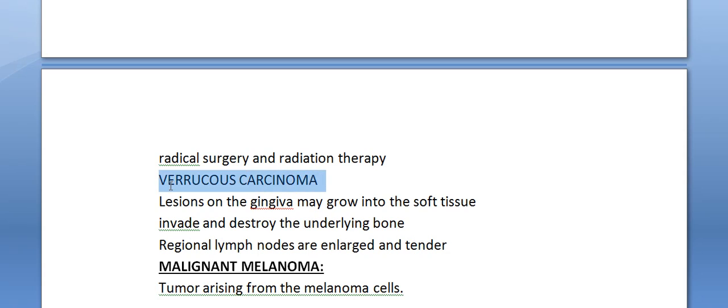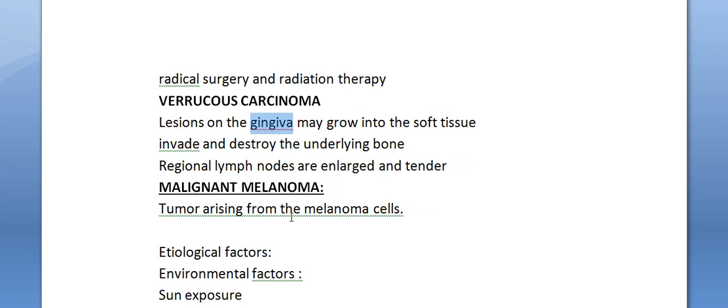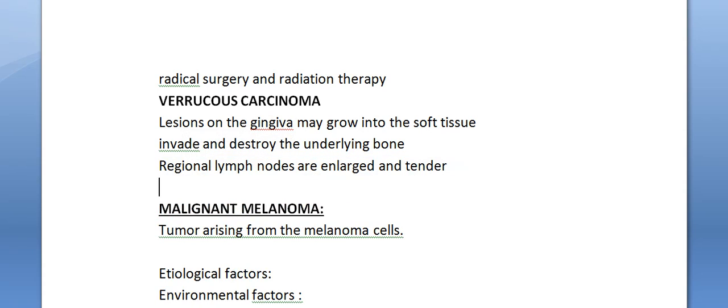Moving on to the next carcinoma, it is verrucous carcinoma. The lesions occur more in the gingiva, that is the gums, and may grow into the soft tissue and invade and destroy it, including the underlying bone, especially the teeth or the jaw bone. Regional lymph nodes are also enlarged and tender. So in this case, in addition to surgical excision, we have to do lymph node excision, meaning removal of the regional lymph nodes in the metastatic area.